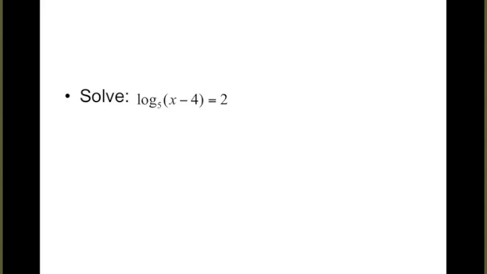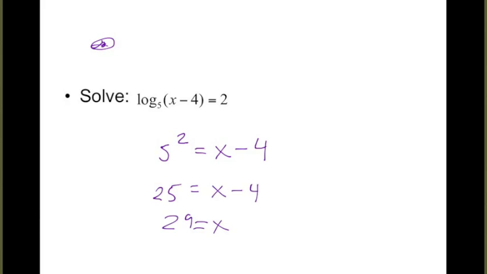Go ahead and solve this one. In this one, the log is totally by itself. There's nothing added, subtracted, multiplied, divided with it, and there's only one log. So we can rewrite it as an exponential. 5 to the power of 2 equals x minus 4. So 25 is equal to x minus 4, and x is then equal to 29. If we take that back, it works out just fine.